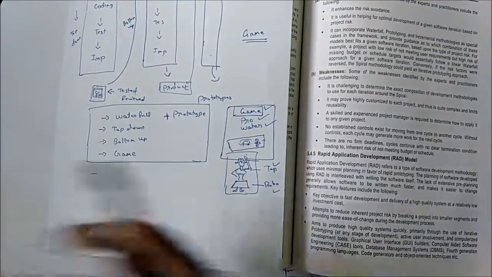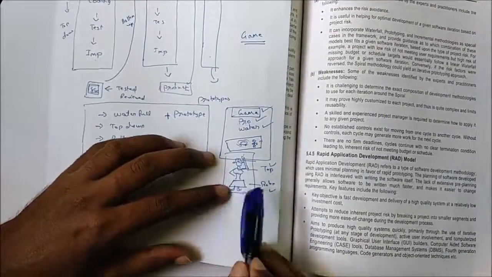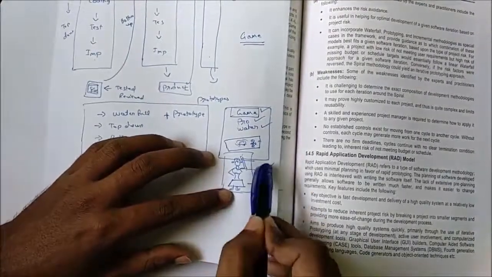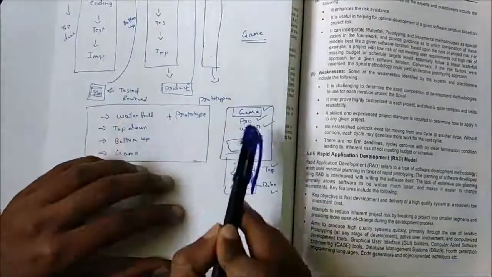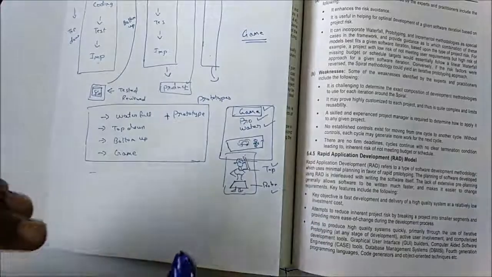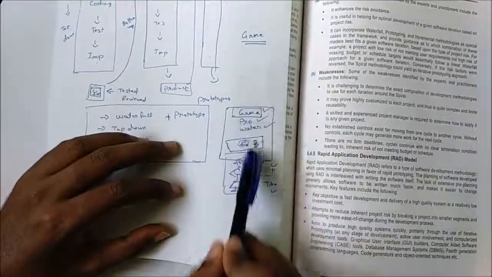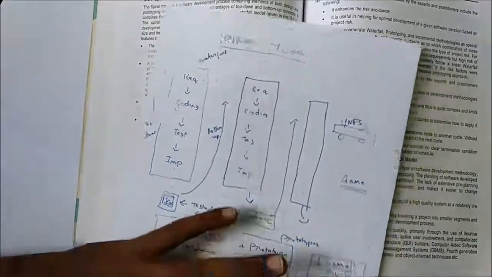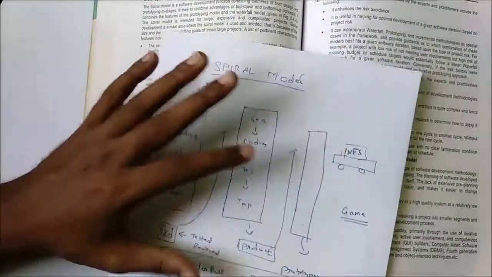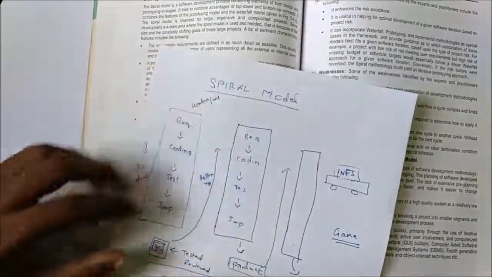See, they usually wear this kind of dress, the bottom and the top. This bottom approach, top down approach. Since they are dancing in water, it is the waterfall model. Professionals will be doing this. So it is a prototype and it is a game. So these are the five keywords. By remembering this, you can get good marks if they ask you this question on the spiral model.